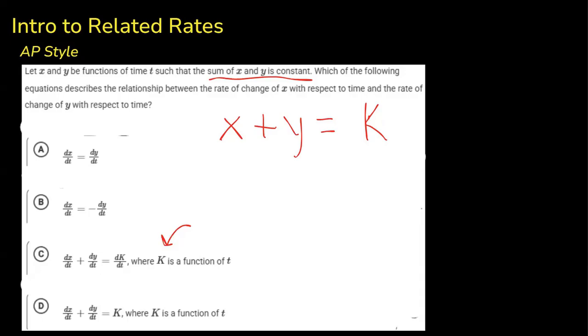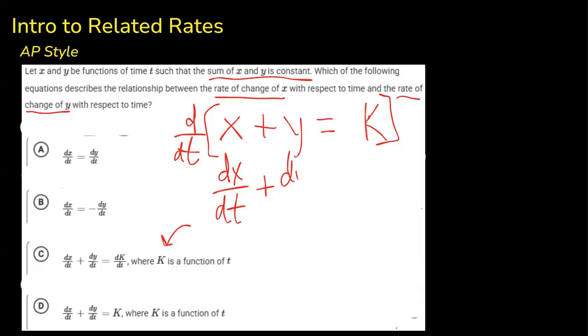Which of the following equations describes the relationship between the rate of change of x with respect to time t and the rate of change of y with respect to time? So we want to differentiate with respect to t. So dx/dt plus dy/dt equals 0. Remember, k is a constant, so its rate of change is 0 no matter what you're differentiating it with respect to. Now, none of these have dx/dt plus dy/dt equals 0.